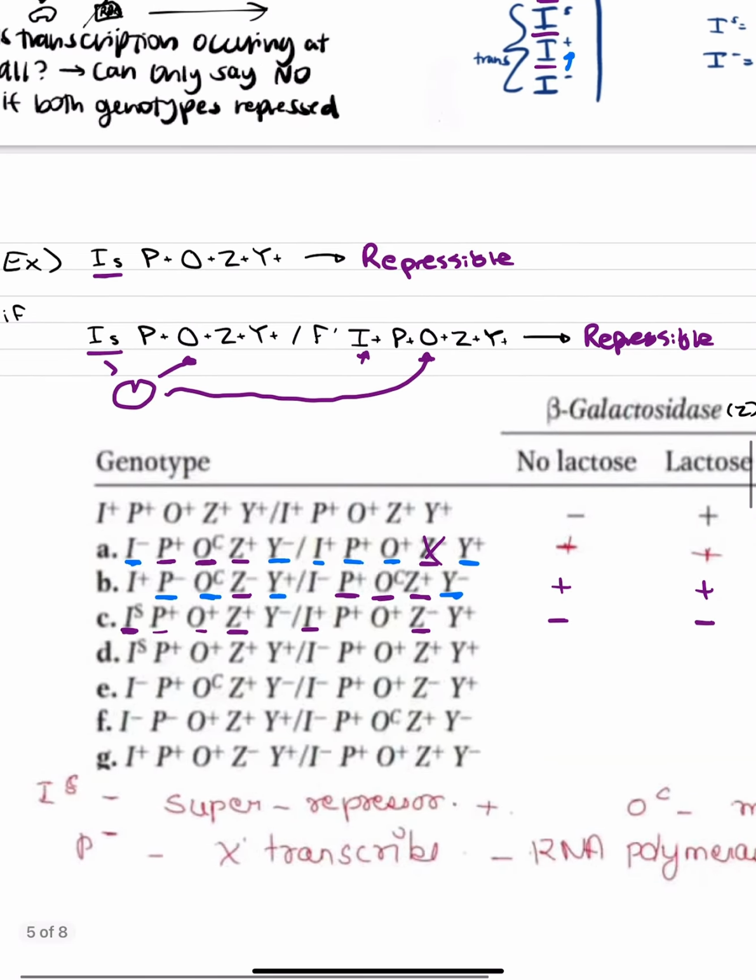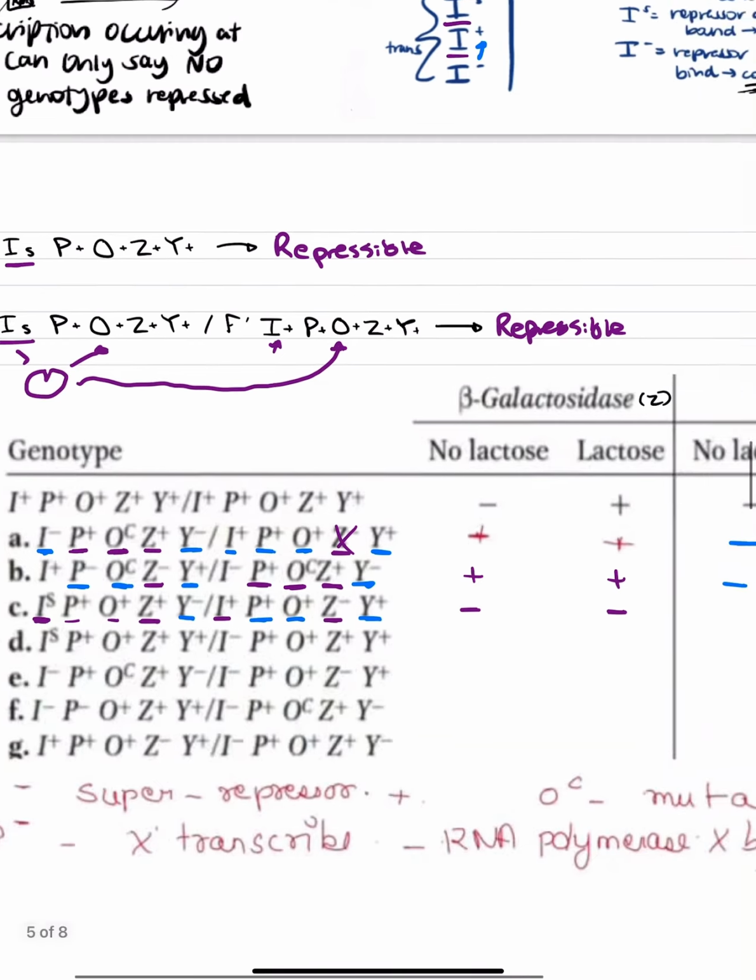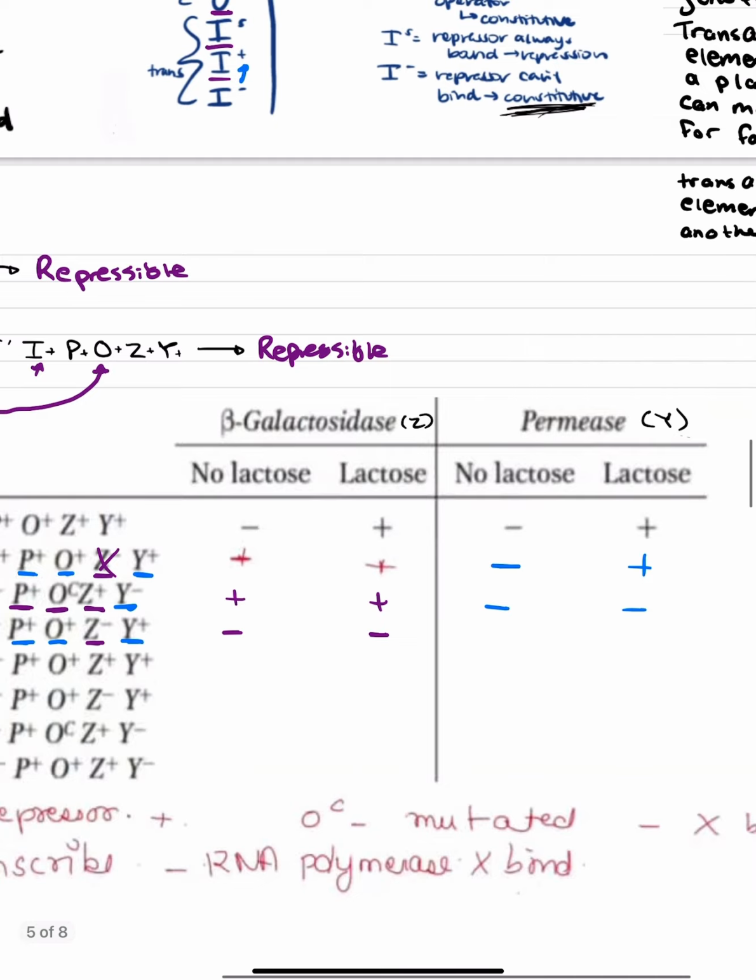Going on to Y, or permease. We have a non-functional Y, and now we have a functional Y. Looking at the cis-acting elements, these are both working. So we have to return back to the trans-acting elements. Remember, IS takes precedence over I plus, and it's trans-acting, so it's able to move, so it's going to impact this genotype, so it's going to result in no gene expression of Y as well.